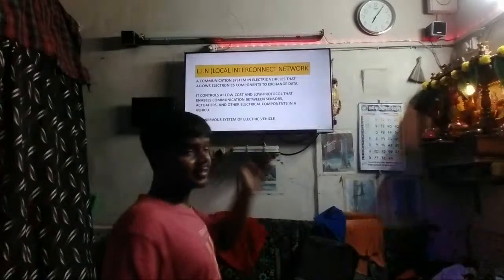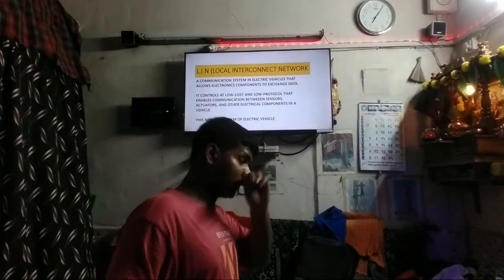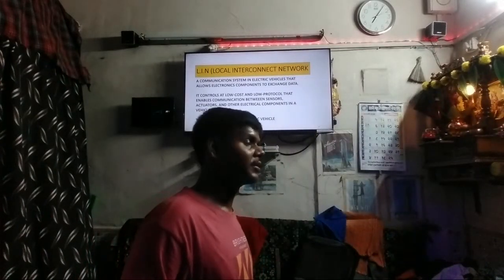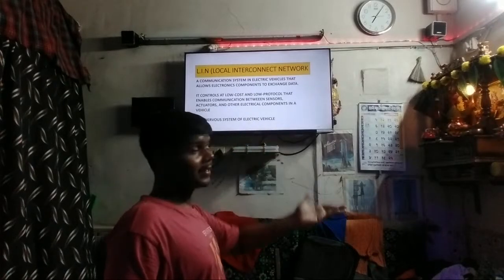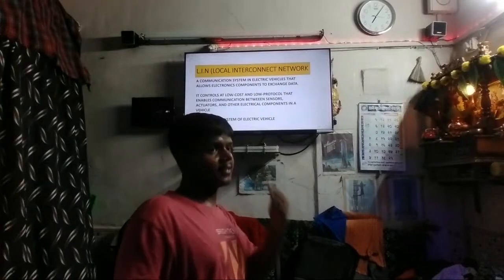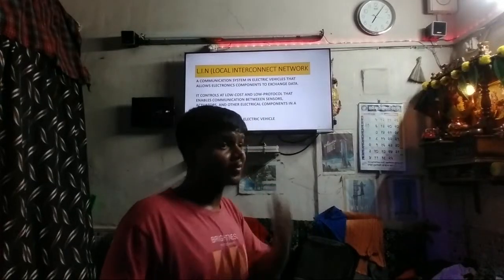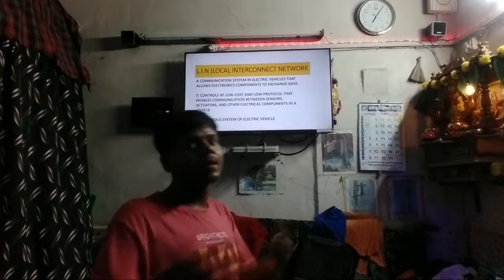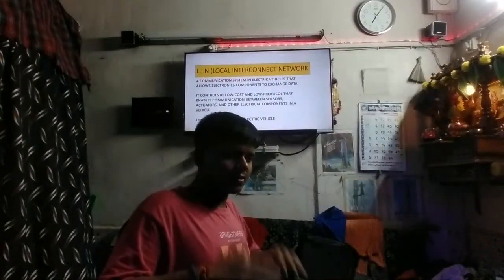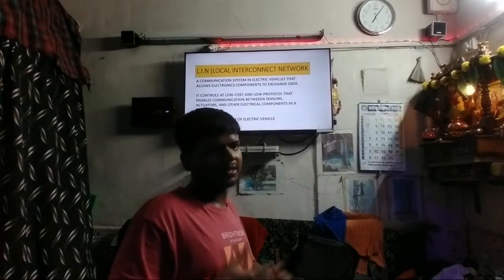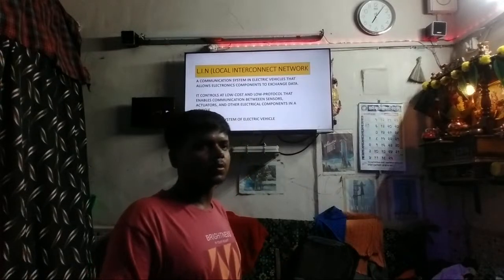So this is the Local Interconnect Network, sorry, local interconnect protocol network. It is used to gather the data from the sensors, actuators and other electronic components, and send that data to our main computer system that controls the whole unit.